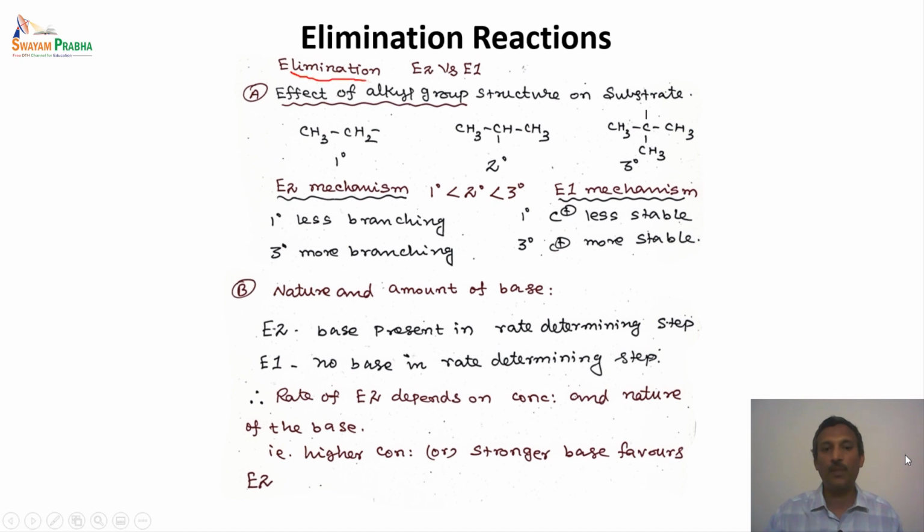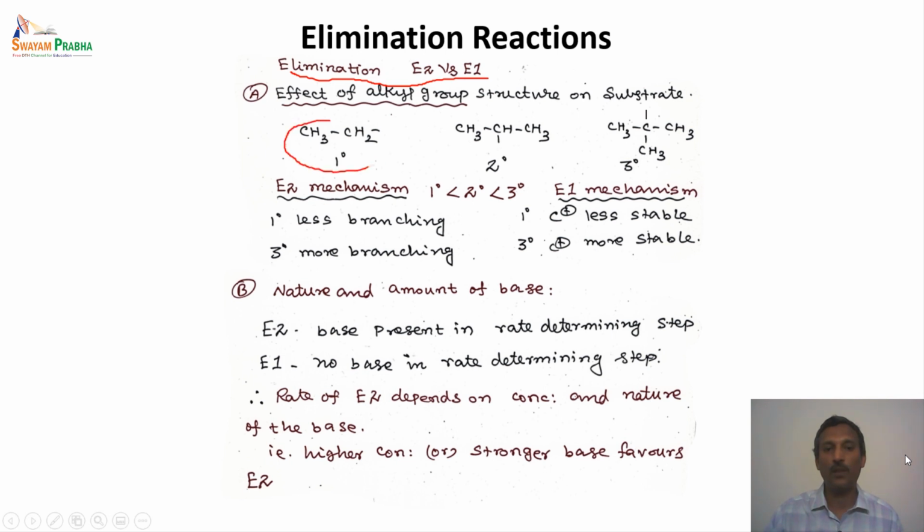And let us compare the elimination of E2 versus E1. Here we can study the effect of alkyl groups on the structures. That is, how bulky or how small the alkyl groups are determines the outcome of this particular reaction.